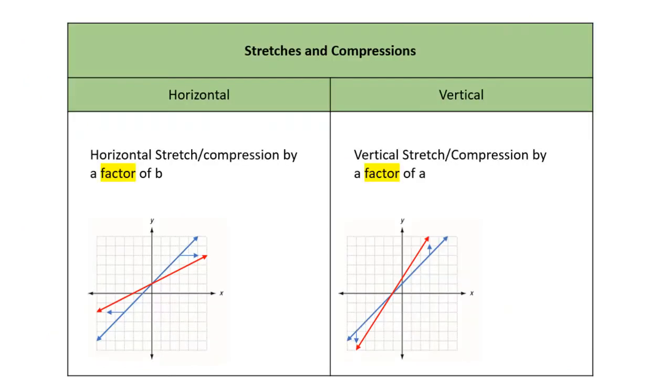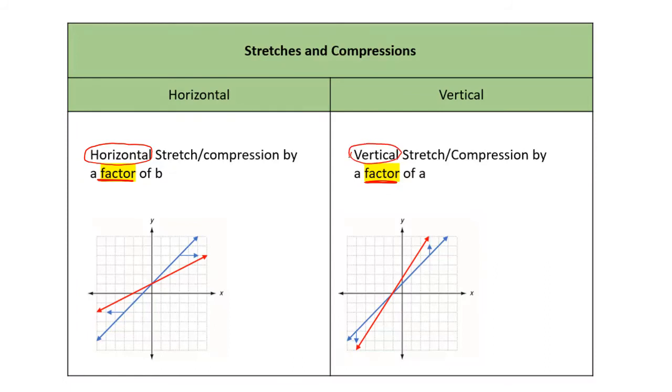All right. So that was translations and reflections. Now we're going to talk about stretches and compressions. And just like before, when we talked about stretches and compressions, it's going to be by a factor. So now we're going to be multiplying, not adding and subtracting, because when we think of factors, we think of multiplication. All right, and again, it's going to tell us is horizontal or vertical.